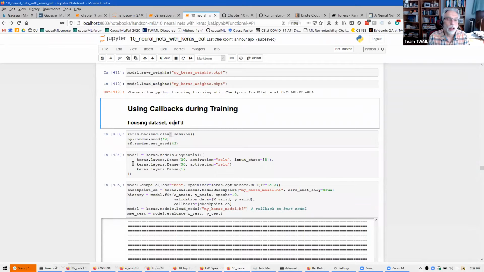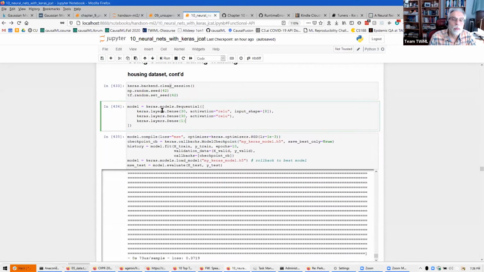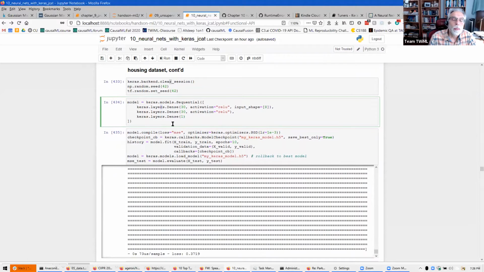So we build a model just like we have before with a sequential API. You throw in a dense layer, you throw in a pair of dense layers. The input shape is 8 because there are 8 numerical features going in, and the output layer has 1 because all you're predicting is the housing price. So that's just one parameter. That's how you build a model. We've actually done that already.